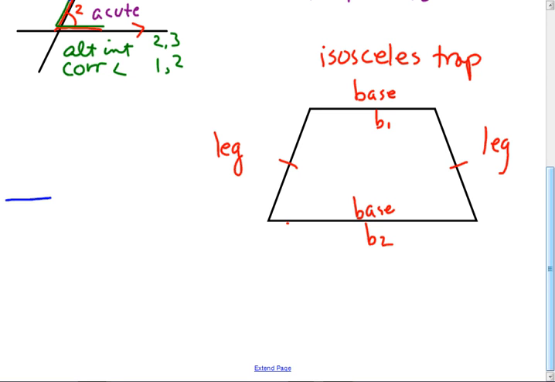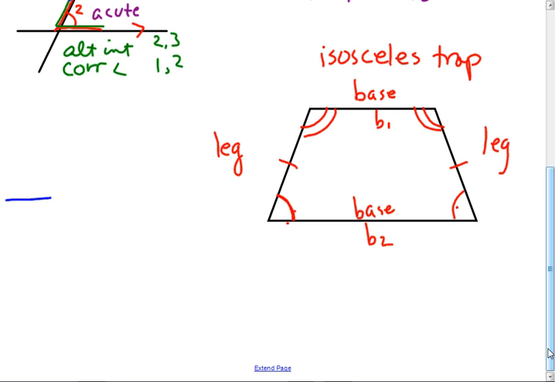Well, if these legs are congruent, what do you think is going to be true about these base angles? They're congruent. Is that okay, TJ? Is this upper base angle plus the lower base angle down here have to add to 180? Well, if these base angles are congruent, just like in a triangle, what about these upper base angles? They're congruent. So if I take either upper base angle with either lower base angle, they will add to 180. So that's what's true about an isosceles trapezoid.